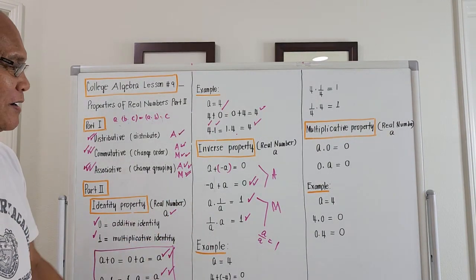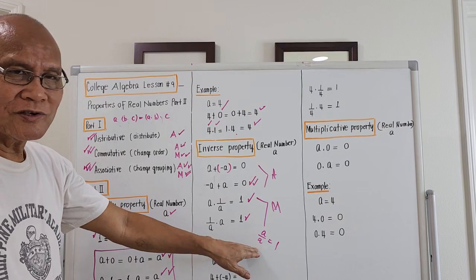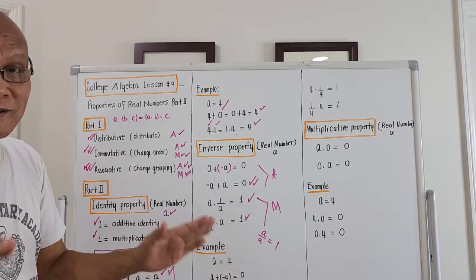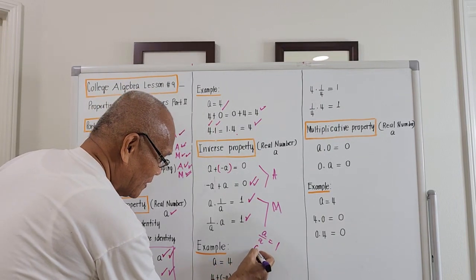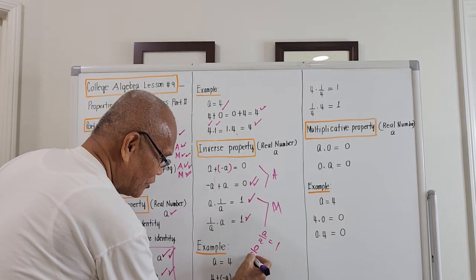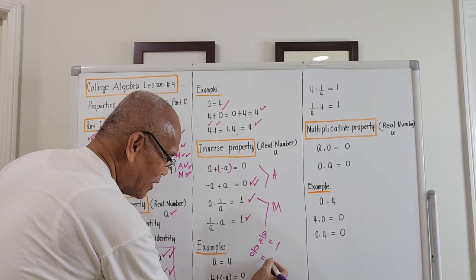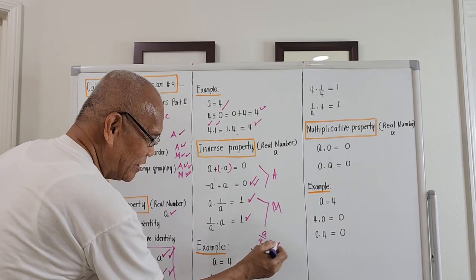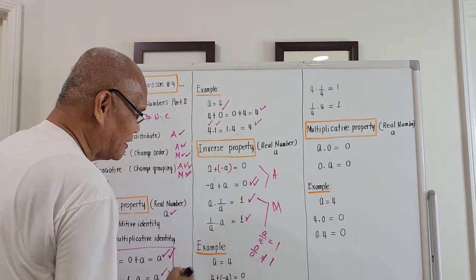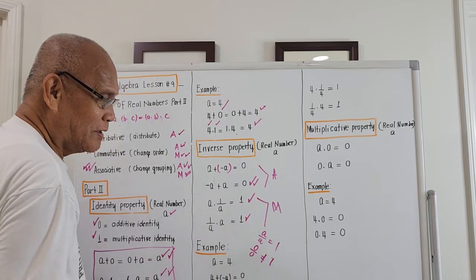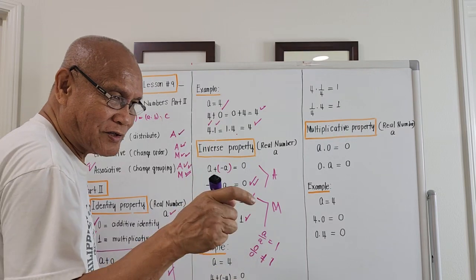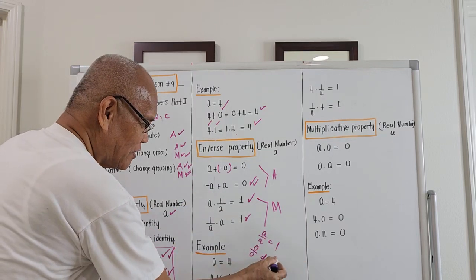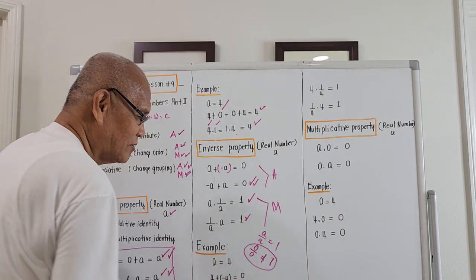Any number divided by itself is equal to 1, but there is an exception to this. That is 0. A divided by 0 is not equal to 1. It's not equal to 1. So under the inverse property, under the multiplication, any real number divided by itself is equal to 1 except 0. There is an exception here, that is 0.